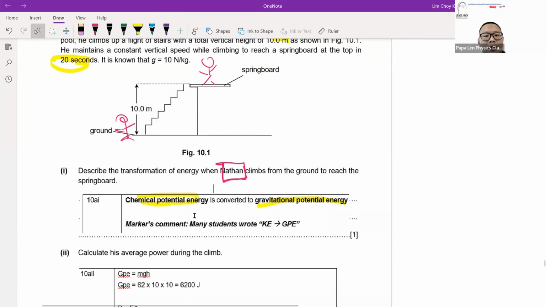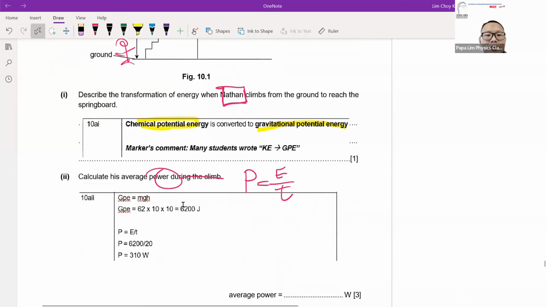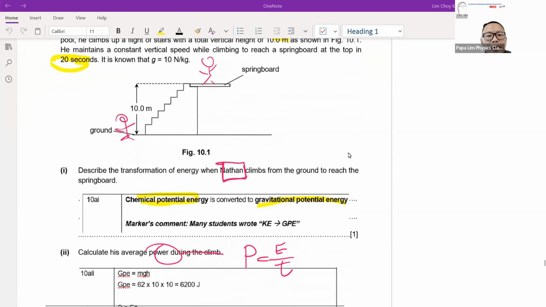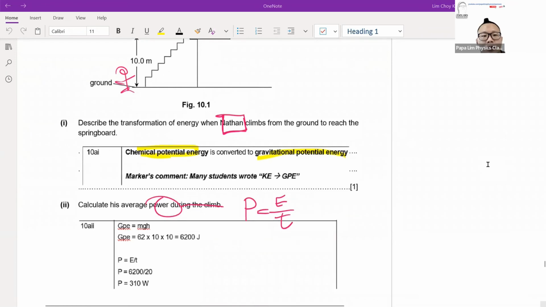Average power during the climb. Power here refers to energy divided by time. The most straightforward way is to actually calculate the energy I have at part B. So the energy that we're looking at is when he reaches the top.